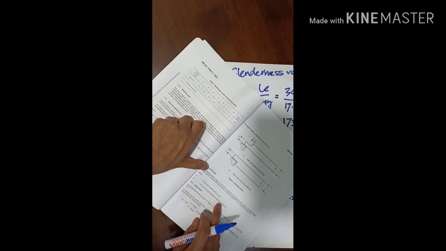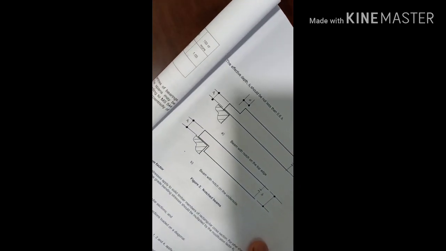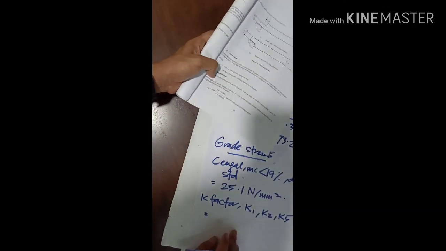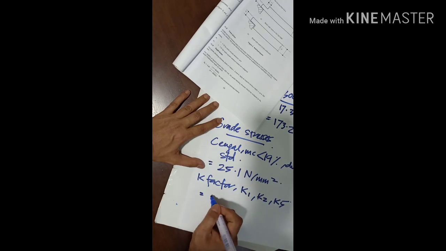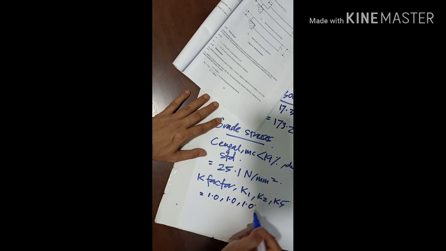And for the form factor, here we have K5. 1.18 is for solid circular, 1.41 is for solid square section. Since our section is a rectangular section, K5 is equivalent to 1. So from the Malaysian standard, we find that all the K values are equal to 1. K1 is 1, K2 is 1, and K5 is also 1.